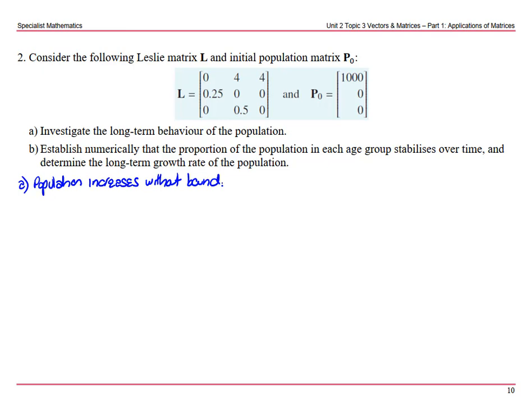So part B: establish numerically that the proportion of the population in each age group stabilizes over time, and determine the long-term growth rate of the population. So let's go back to our calculators and look at some long-term growth rates. We're going to look at the population after 25 years and the population after 26 years. So let's go and do that.